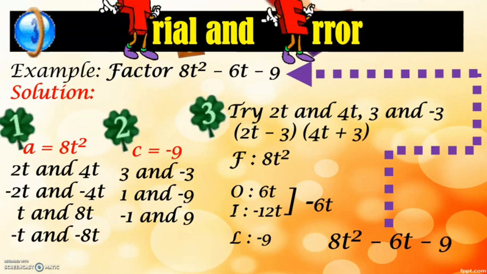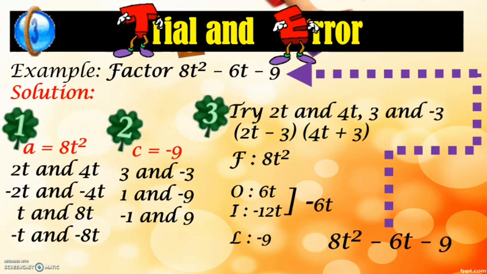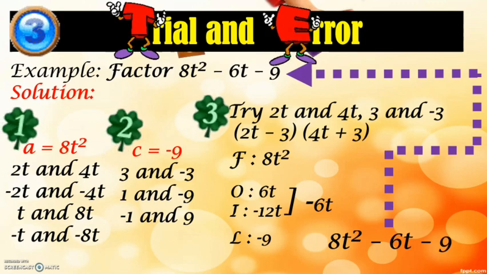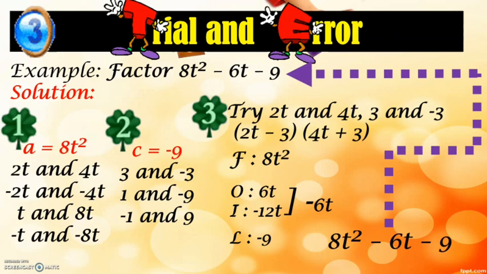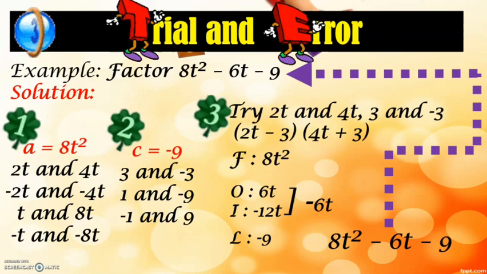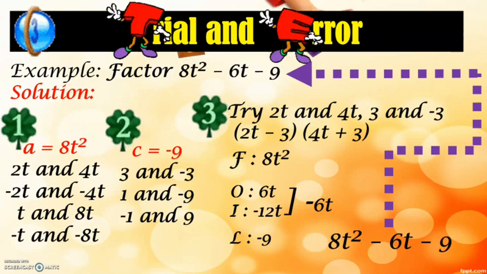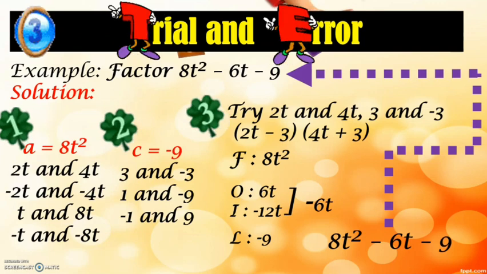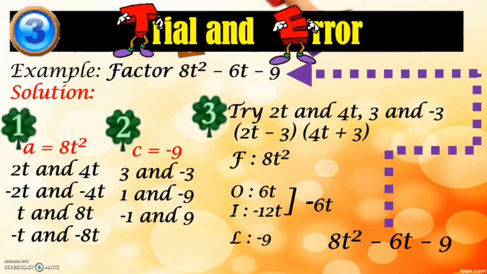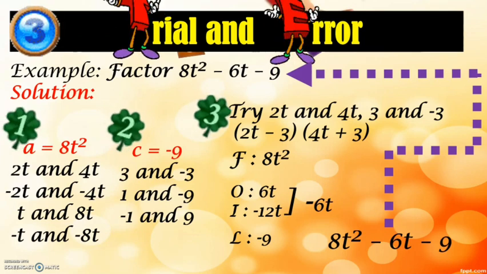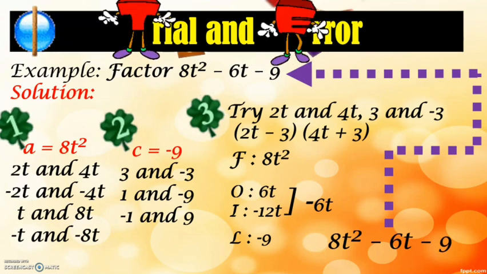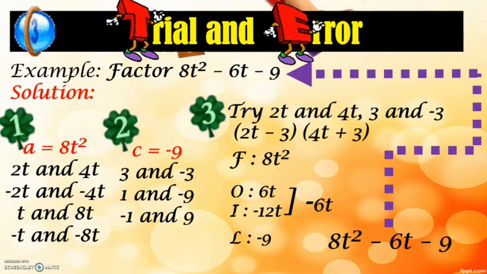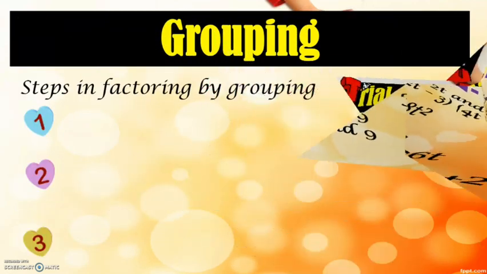Okay, so let us continue. Let us now use AC method in factoring general quadratic trinomial. But wait, AC method is incorporated with factoring by grouping. So we need to review first how are we going to factor by grouping. So here are the steps in factoring by grouping.